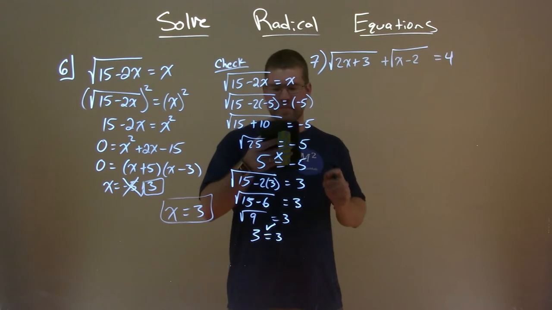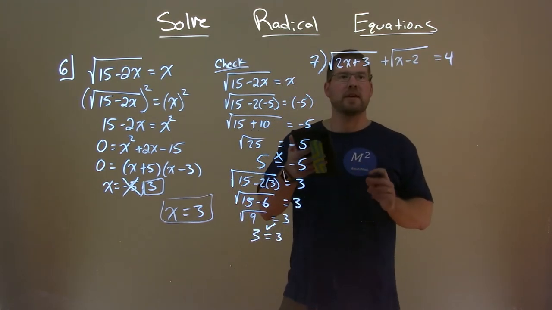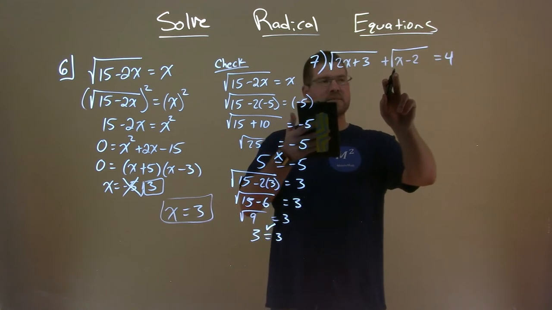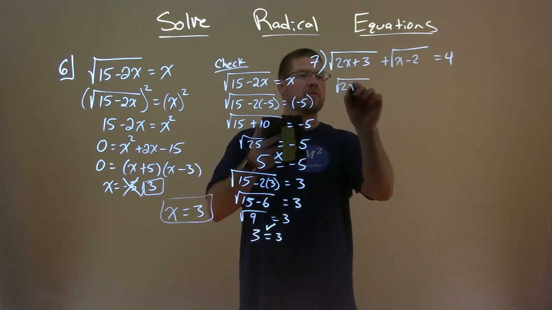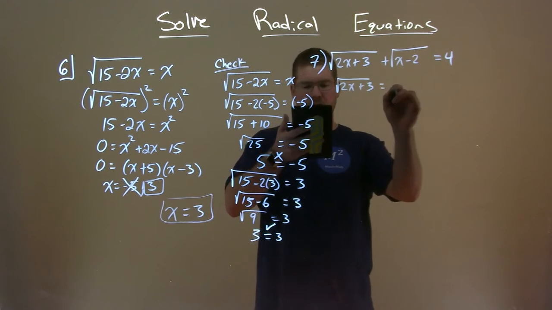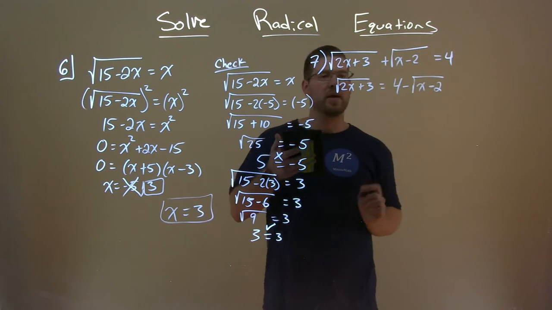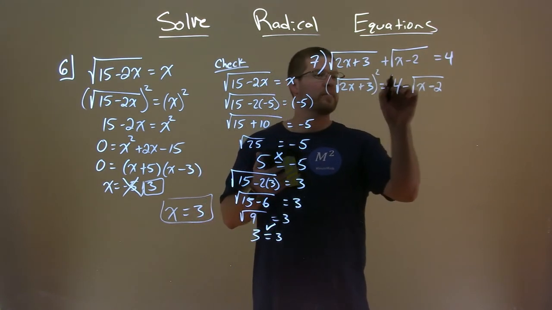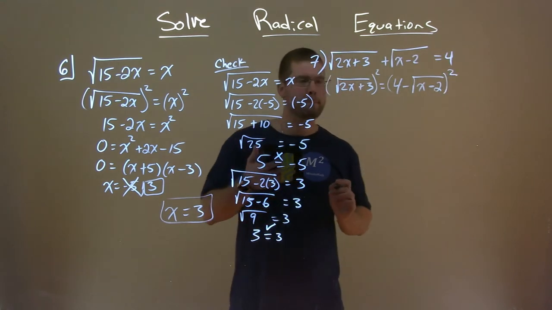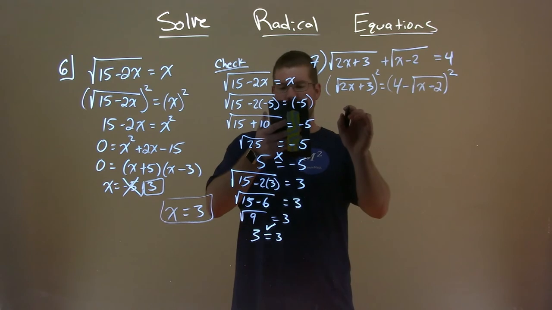So what do we do here? Okay. Well, what I'm actually going to do, it's going to be a little interesting, is I'm going to subtract this square root of x minus 2 from both sides. So we have the square root of 2x plus 3 equals 4 minus the square root of x minus 2. Now with that, I want to get rid of this radical, so I'm going to square both sides.